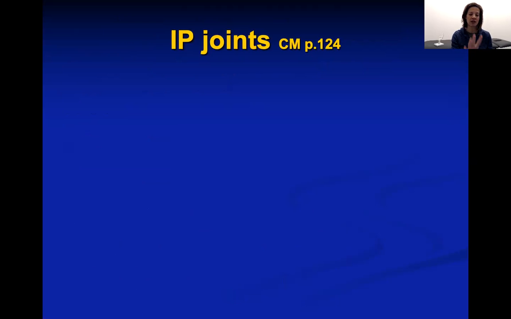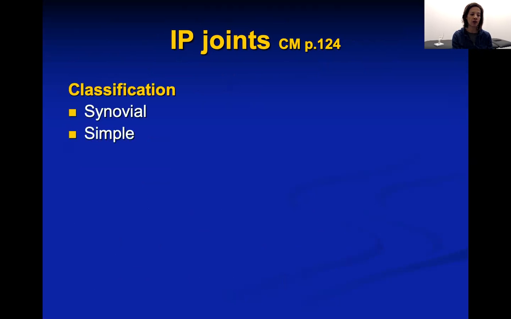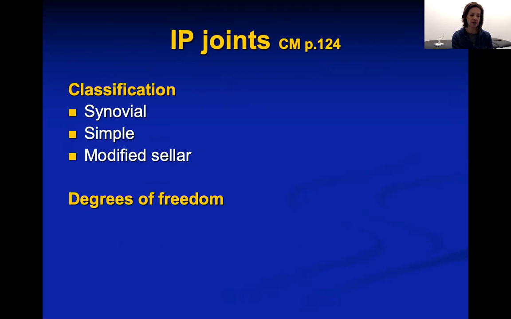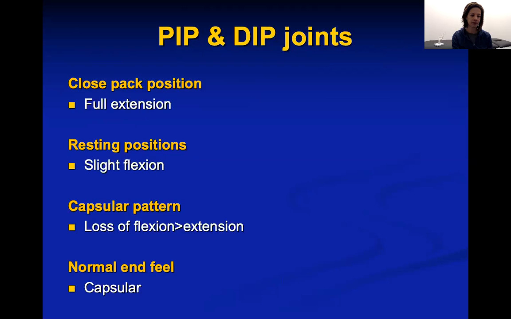The IP joint. So now we're up here into the fingers. Classification is still synovial, simple, but it's a modified sellar because it's not ovoid in all its directions. It's not concave in all the directions. The degrees of freedom are just flexion and extension. The closed pack position is extension, resting position, slight flexion. Capsular pattern is loss of flexion more than extension, and the normal end feel, again, is capsular.